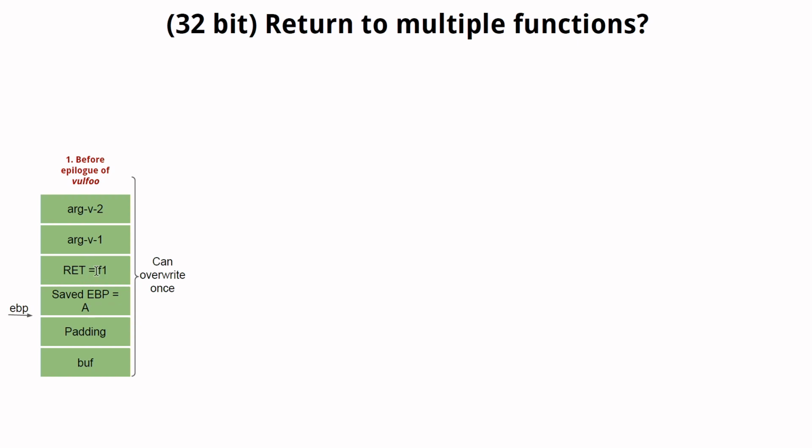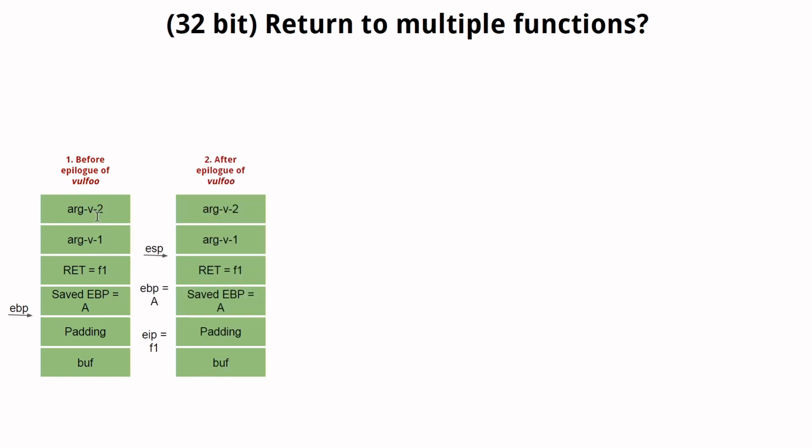If we overwrite that return address with F1's function address, then we can have something like this. We actually can also have 2 arguments here, let's say. But those arguments are not F1's arguments. Anyway, this is something else we can overwrite. After vol_foo returns, ESP will point to this place, 8 bytes higher than the old EBP.